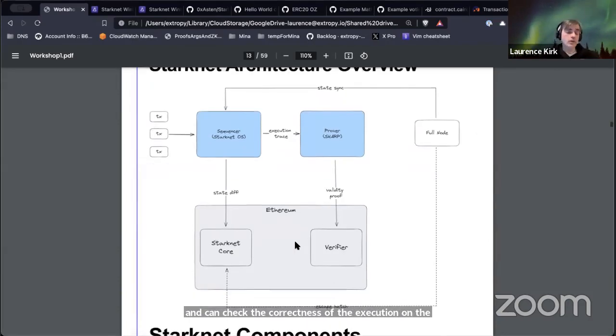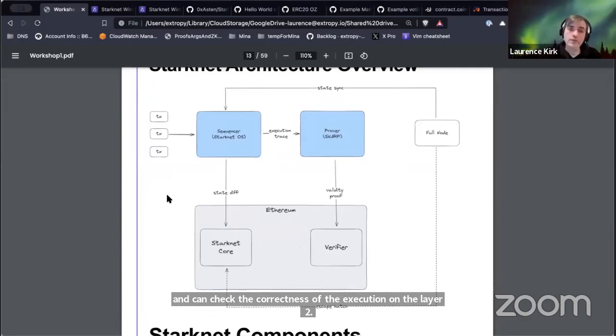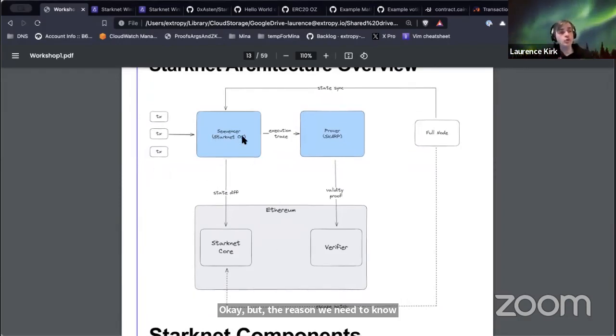Okay, but the reason we need to know this is that when you're thinking about your contracts executing, that's where they're executing. The transaction is being picked up by the sequencer, sent off to the Cairo virtual machine. That is executing your transaction, executing your code, and then a trace of that, a very detailed step-by-step output of that transaction, is then sent off to the prover. Okay.